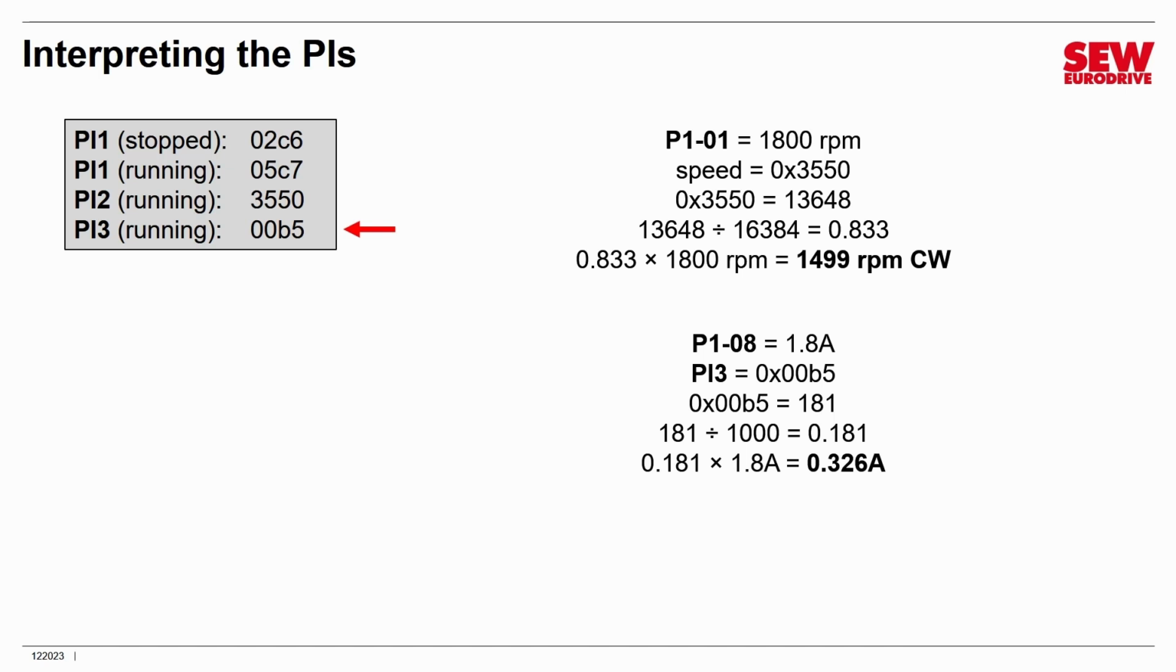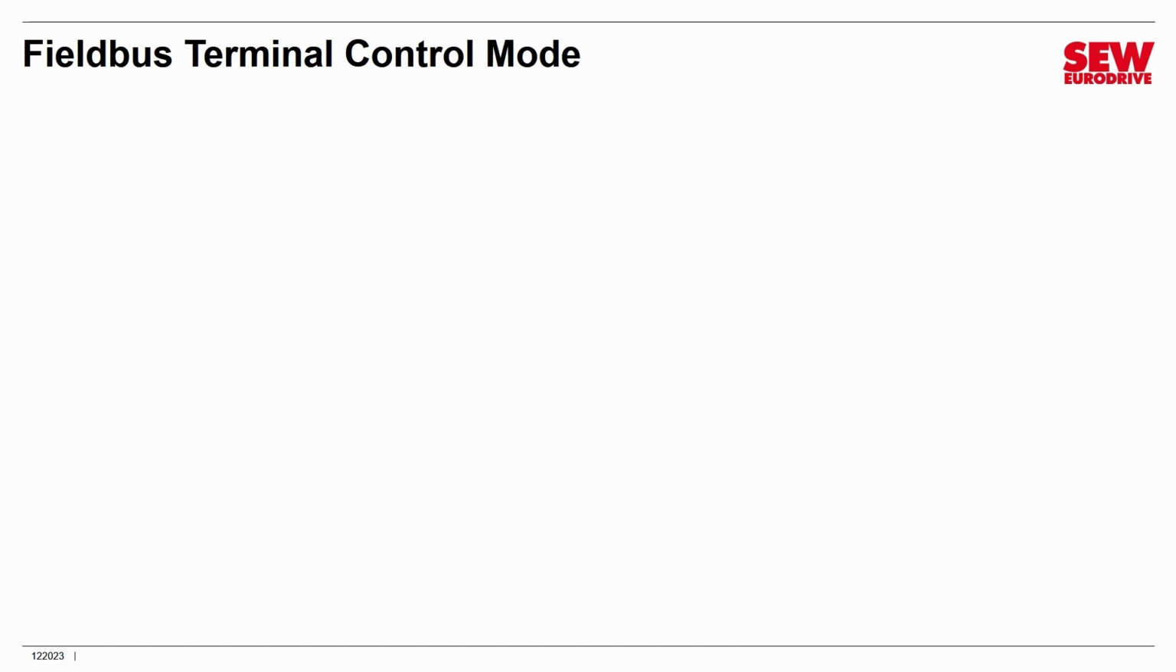So that is the amount of current the motor was drawing at the time I took this PI3 reading. So you can see we get a lot of information back in those 3 PIs. They tell us pretty thoroughly what the VFD is doing, and our PLC program can interpret those if it needs to see what's going on. All right, well, let's move on now. We're going to explore terminal control mode when you're running in field bus control.